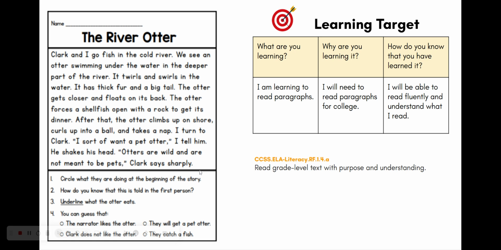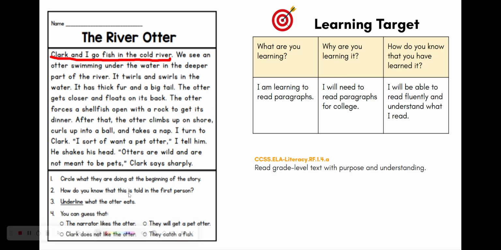Great job. Okay, so what are they doing at the beginning of the story? Right here it says, Clark and I go fish in the cold river. So let's underline that. Clark and I go fish in the river. You underline with your pencil, okay? I don't have a pencil. I'm using the computer. Okay, let's read the next question.